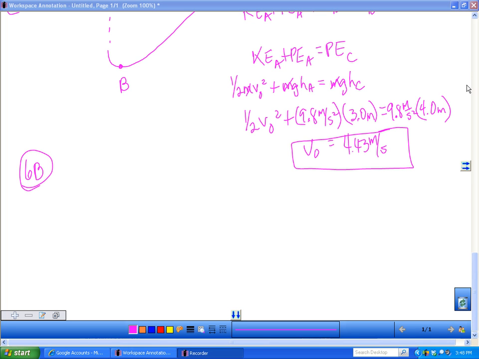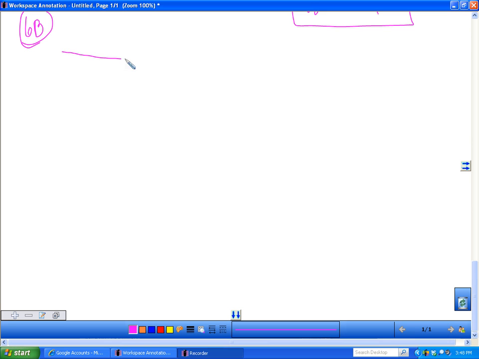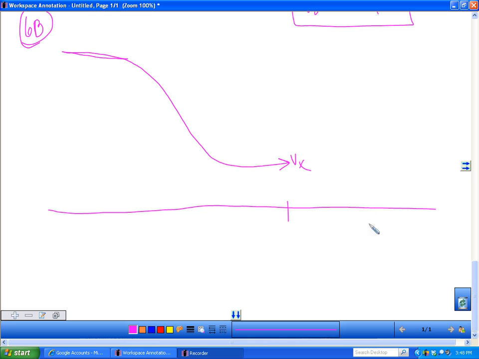Okay, now we're going to run through 6b. On 6b you have a water slide, and the person starts and goes like that, and by the time he gets to the end, he's got a horizontal velocity Vx, and the ground is here, and he travels from here to here 5 meters in 0.6 seconds, and he hits the water.